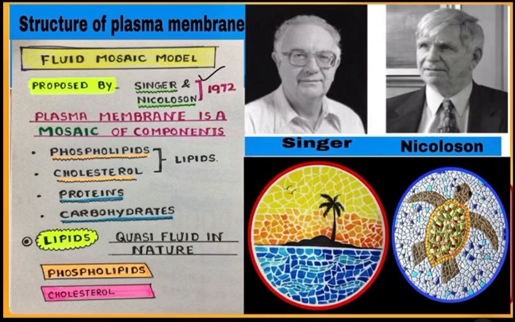The fluid mosaic model was proposed by Singer and Nicolson in 1972, and this is the most accepted model to explain the structure of the plasma membrane.